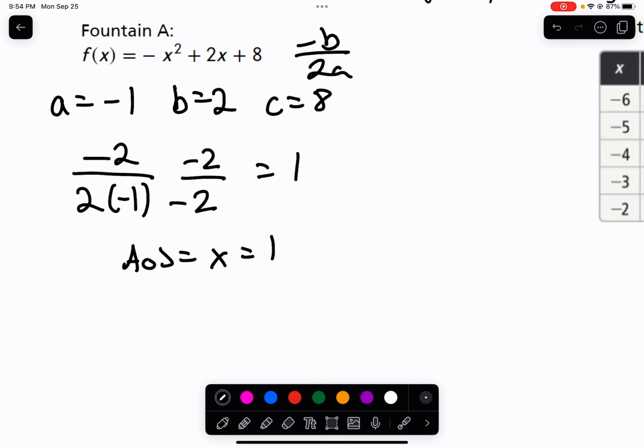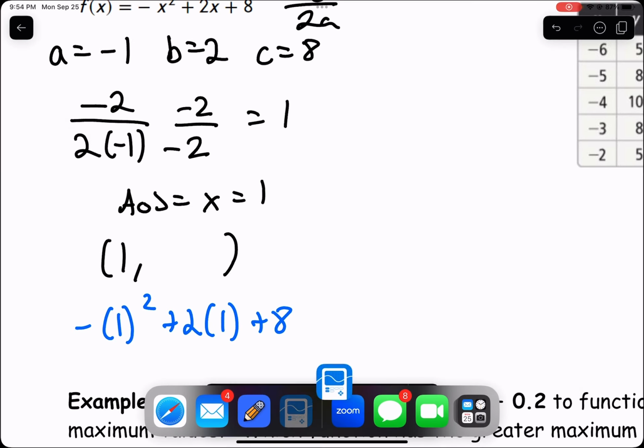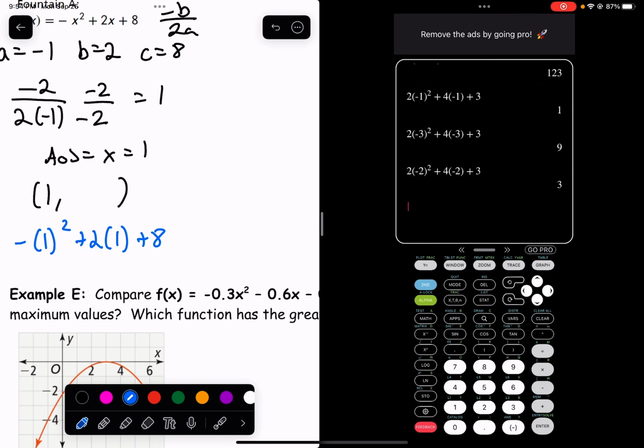which is 1, and we know that the value of my axis of symmetry gives me the x value of my vertex. So now I can go ahead and plug that into the function. So we do -1 squared plus 2 times 1 plus 8. All right. And we can go ahead and plug this in. And we get -1 squared plus 2 times 1 plus 8. And when we do that, we get a 9 out.